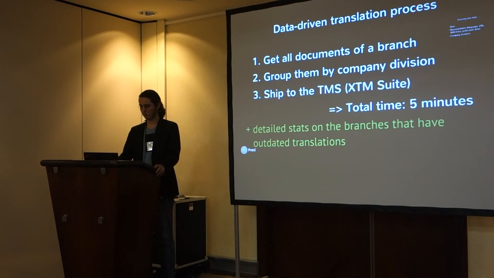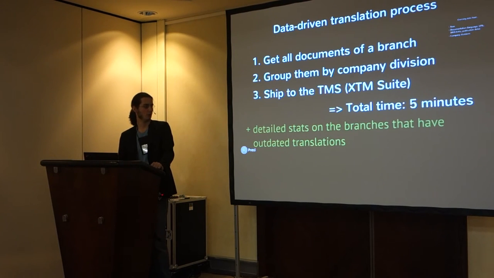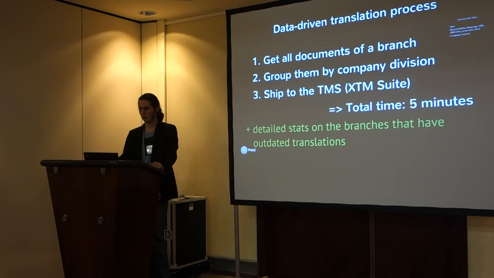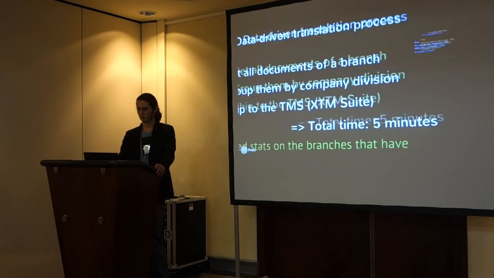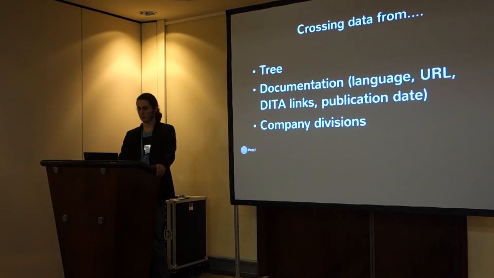And as a bonus, we were able to retrieve detailed statistics on which branches were translated when, which content was translated or outdated, and so on. So it's very good also to have an overview of what has to be translated and what not. This uses data from the tree, products, and documentation, so a lot of details about the data content and about the company divisions to share the bill for the translation.